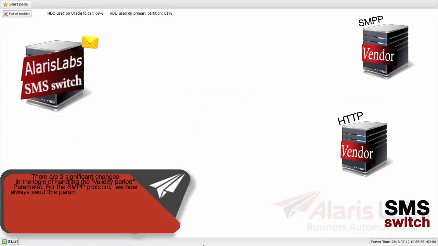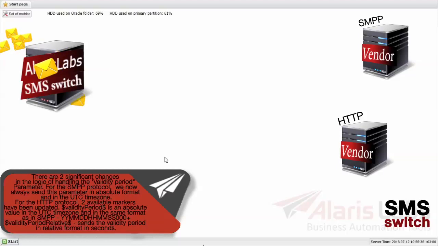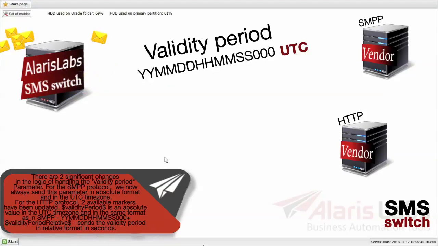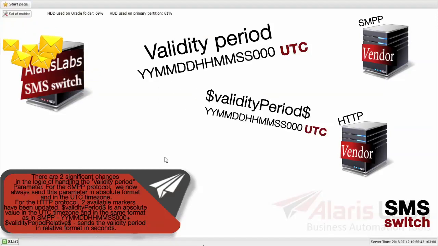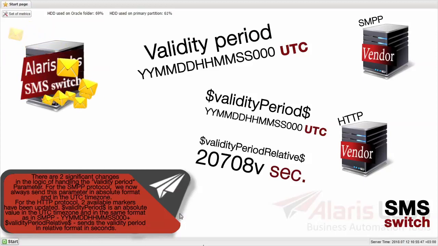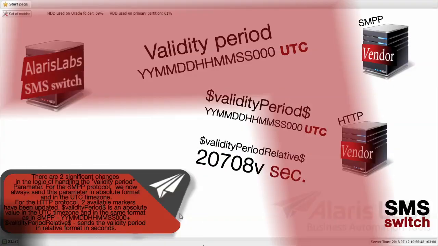There are 2 significant changes in the logic of handling the validity period parameter. For the SMPP protocol, we now always send this parameter in absolute format and in the UTC time zone. For the HTTP protocol, 2 available markers have been updated. Validity period is an absolute value in the UTC time zone and in the same format as in SMPP. Validity period relative sends the validity period in relative format in seconds.